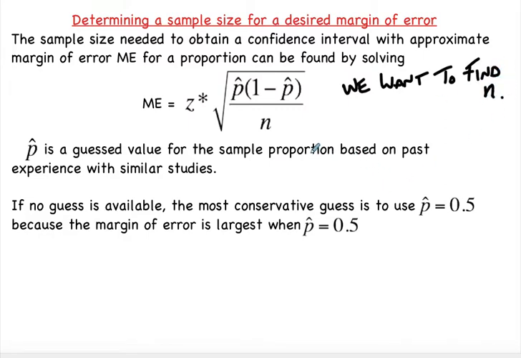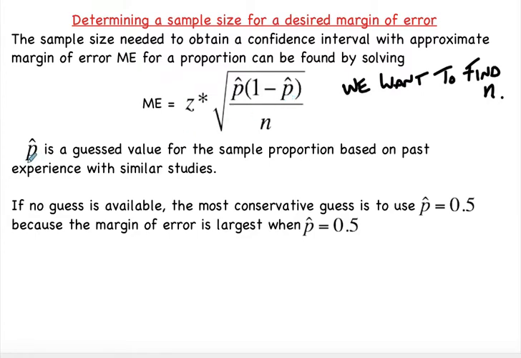But here's the thing. If we haven't even figured out our sample size, that means we haven't even done our experiment yet or our survey yet. So how would we know what our sample proportion is? So we don't. At the moment, if we're trying to figure out what sample size we should use, that means we don't know p hat yet. We haven't even done anything yet. We're still in the stages of planning.